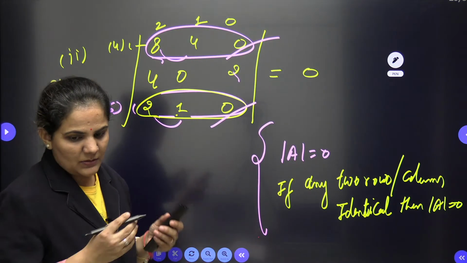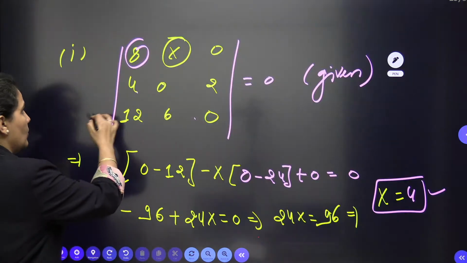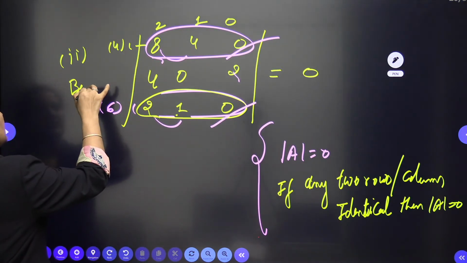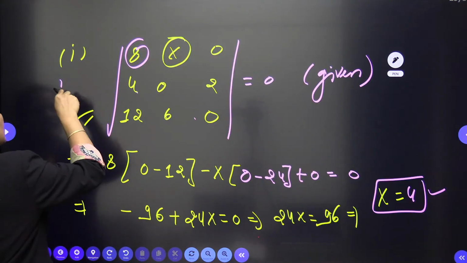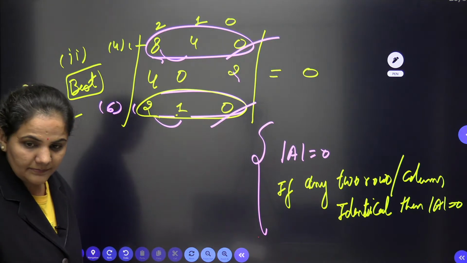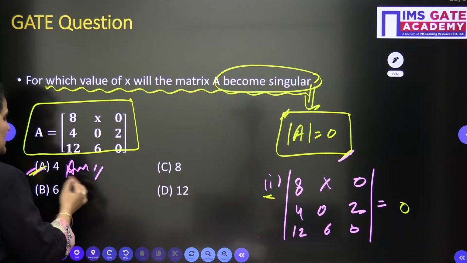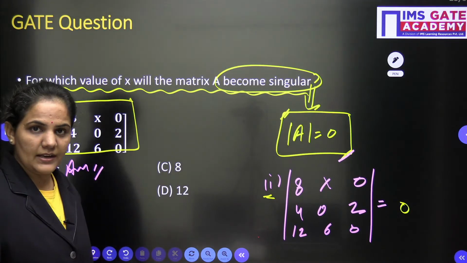Okay, so this is the simple or specific method, but as I told you, this is also a good one, but this is the best. This is good, but this is best. You can choose which one you want to go with. So this is the answer directly I can put, option A.